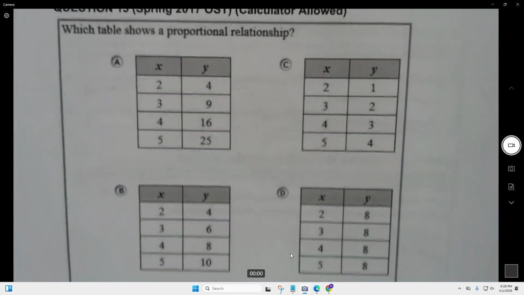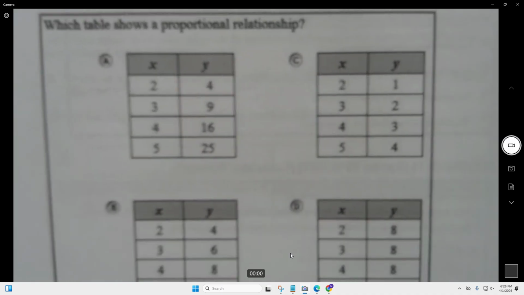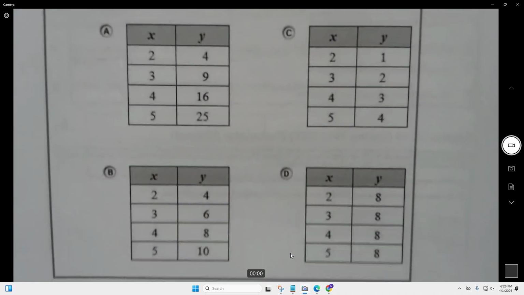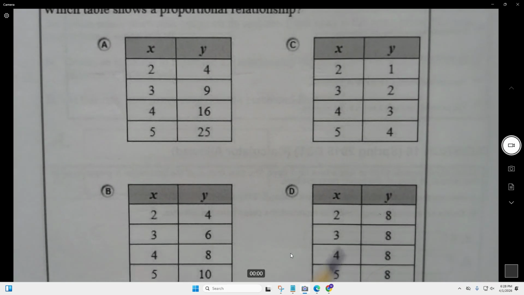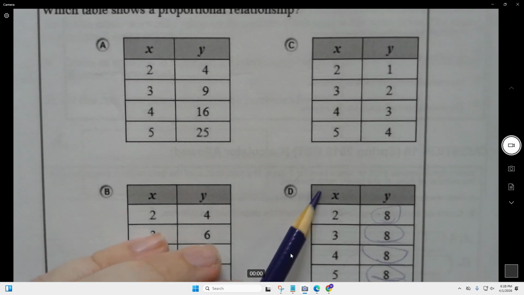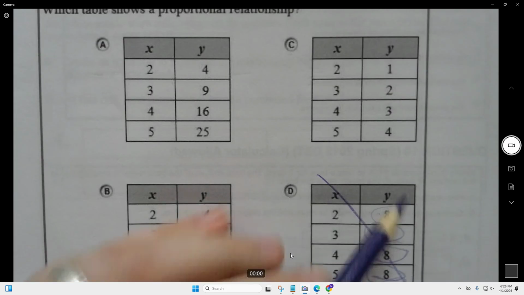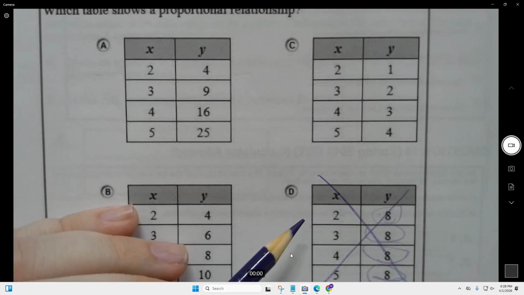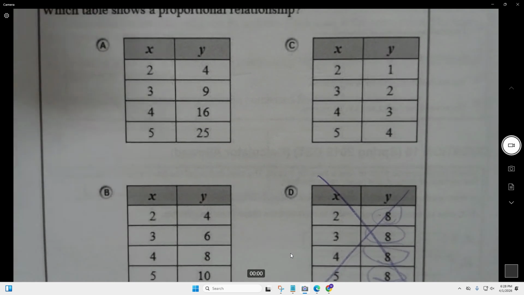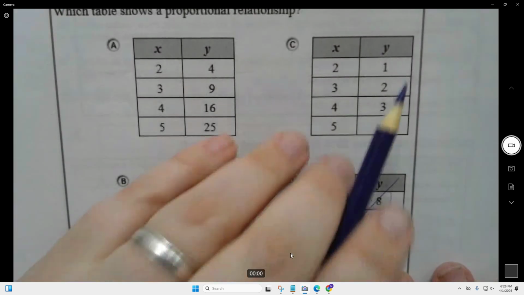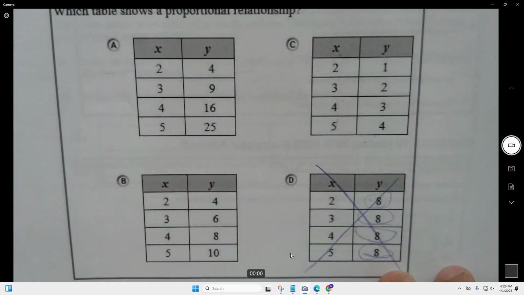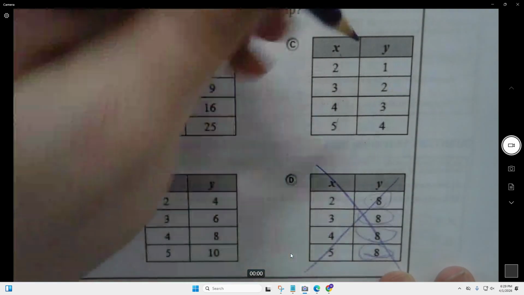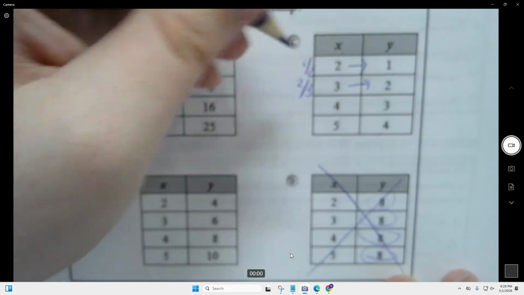Question 13. Which table shows a proportional relationship? This one I think is easier than the other one because there's some obvious ones you can ignore right away. D, your Y isn't changing. Since your X is changing and your Y isn't, there's no way your constant of proportionality will be the same. Okay? C, this is going up additively, not multiplicatively. 2 to 1, that would be 1/2. 3 to 2 would be 2/3, because 2 divided by 3 is 2/3. That's out.